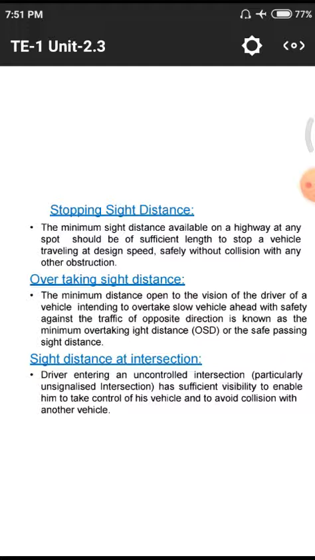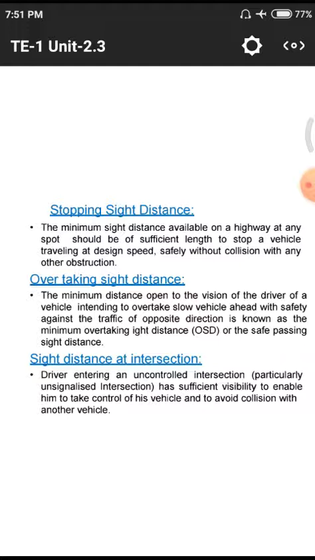And the next one is the overtaking sight distance. In this overtaking sight distance, it is the minimum sight distance open to the vision of the driver of a particular vehicle intending to overtake a slow vehicle ahead, with safety against the traffic of opposite directions. That means two or more vehicles are traveling on a particular length of the span. If the vehicle in front is going very slowly compared to our vehicle, we need to overtake that vehicle using this overtaking sight distance, with proper precautionary measures and proper design speeds. Okay, this is regarding the overtaking sight distance.